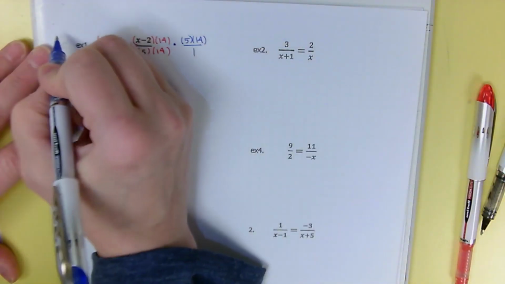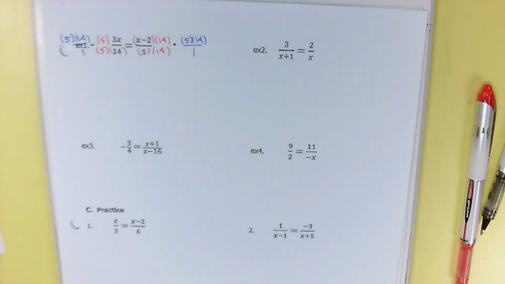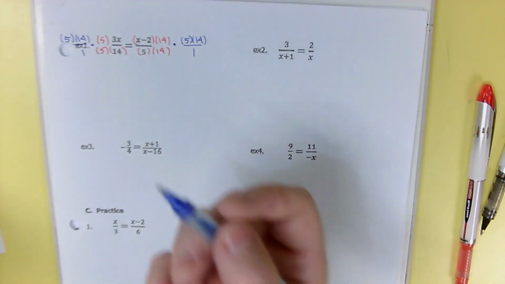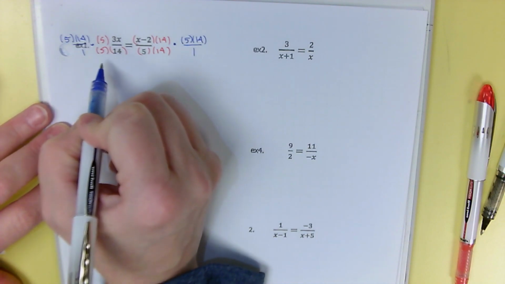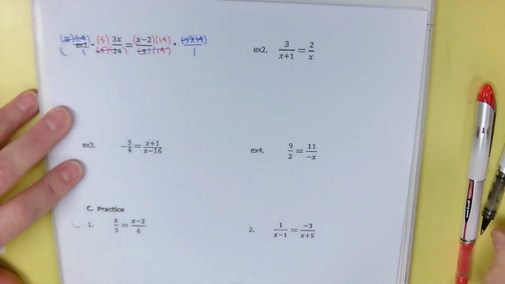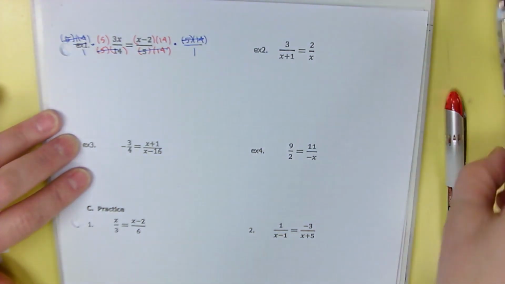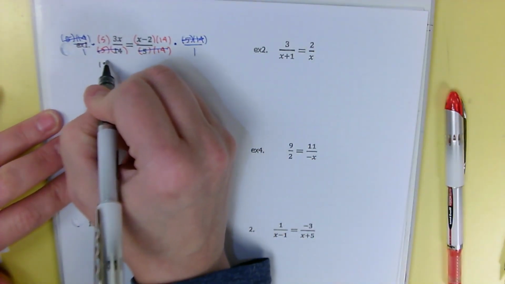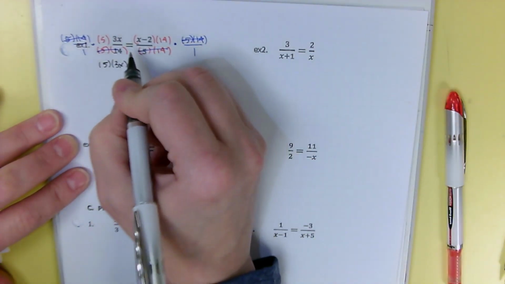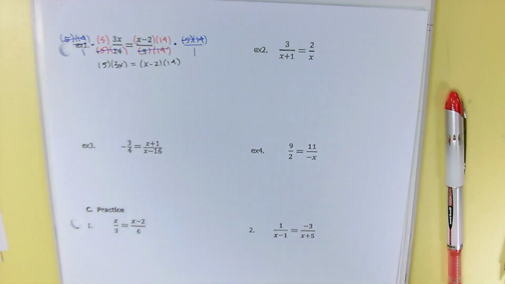And of course, if you do it on the right, you got to do it on the left. 5 times 14 over 1. And what this does is when you have a 5 on top and a 5 on bottom, just like reducing fractions, they cancel out. Notice I'm not worried about multiplying the 5 and the 14 together. Why? I'm just going to cancel them anyway. So just leave them fractional. So now what I've got is 5 times 3x equals x minus 2 times 14, and I have no more fraction.